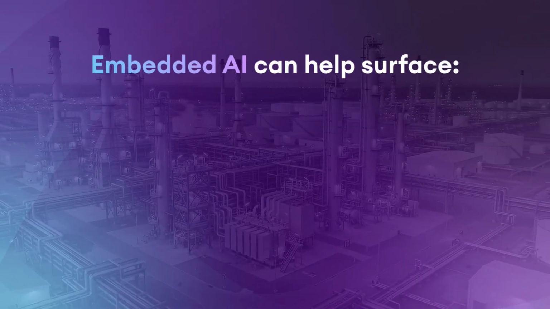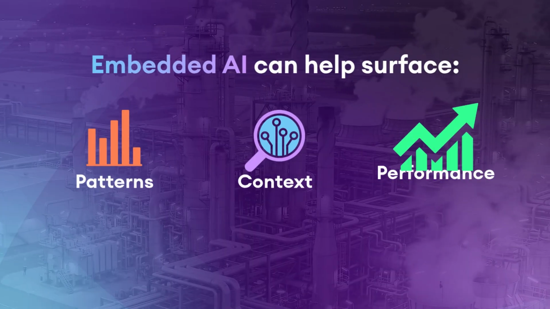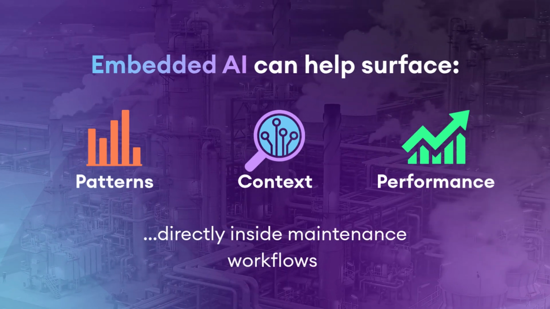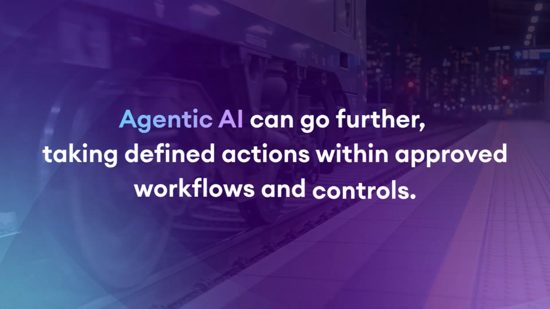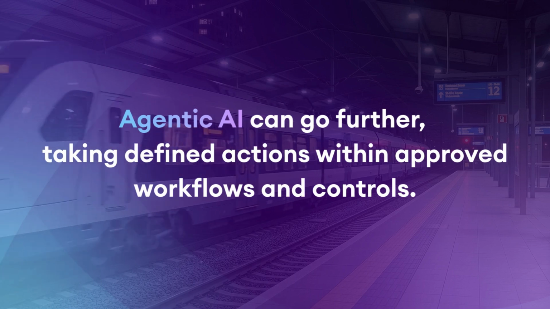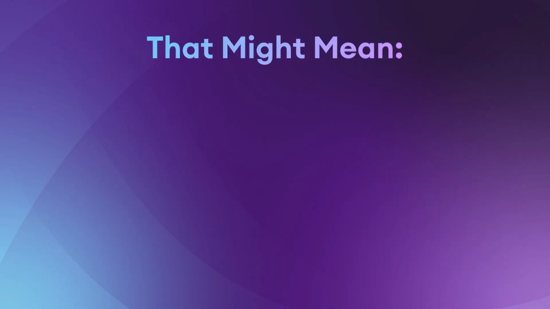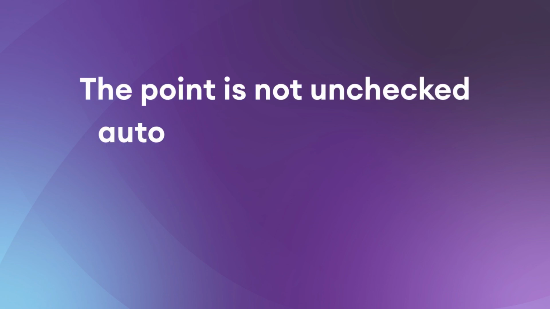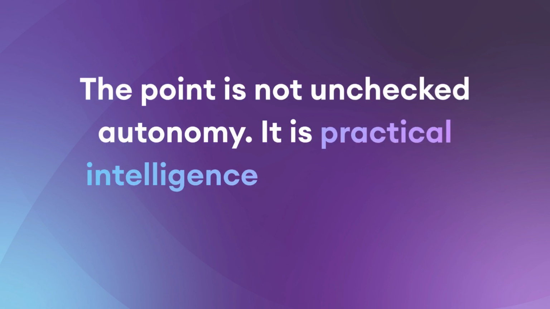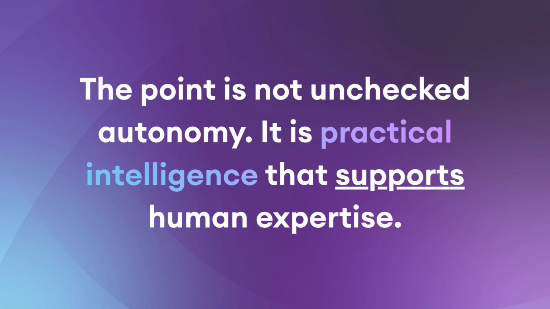Embedded AI can help surface patterns, context, and performance signals directly inside maintenance workflows. Agentic AI can go further, taking defined actions within approved workflows and controls. That might mean drafting next steps, routing work, or prompting follow-up. The point is not unchecked autonomy. It is practical intelligence that supports human expertise.